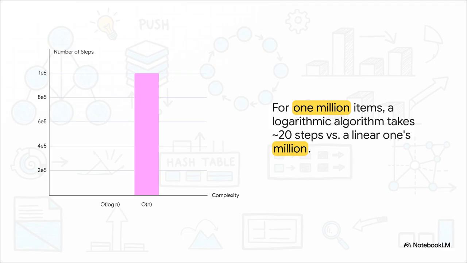And this chart just shows the difference perfectly. For a million items, a linear algorithm is going to take a million steps. A logarithmic one, it takes about 20. 20! That's not just a little better. It's a completely different universe of efficiency. Getting this concept is your first superpower.